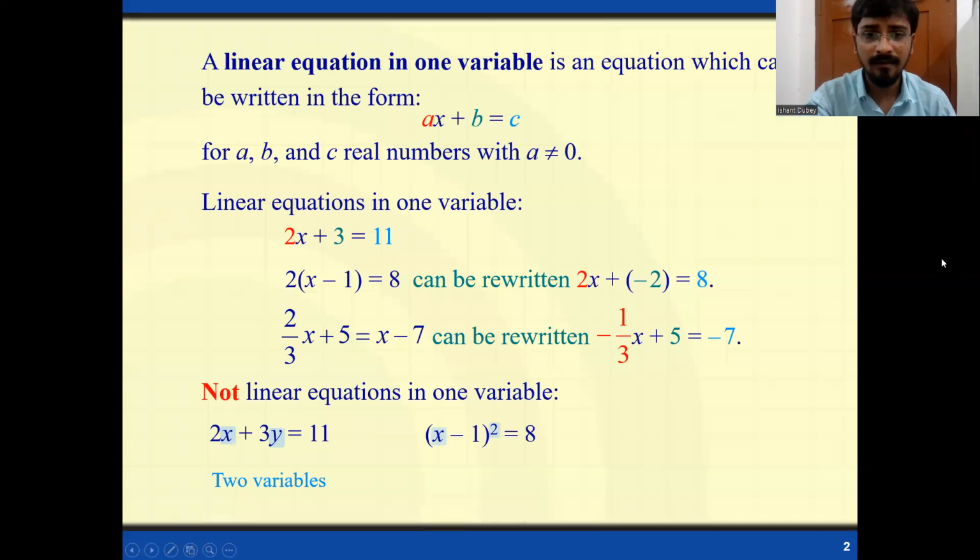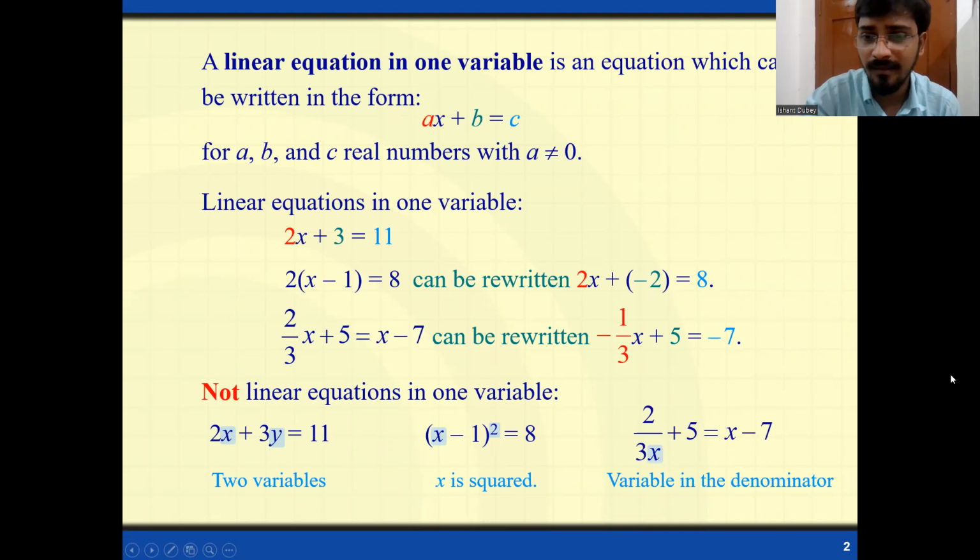Okay, next, you can see here (x minus 1) to the whole square equals 8, right? Here you will get x to the power 2, so the degree will be 2, so it will not actually be a linear equation. Okay, so we won't be talking about that.